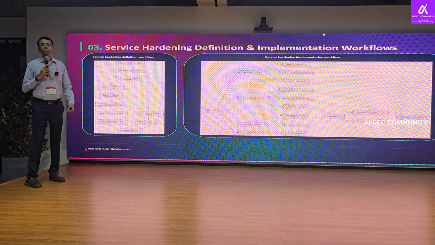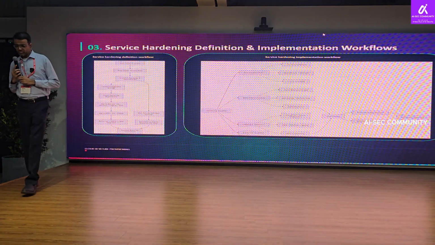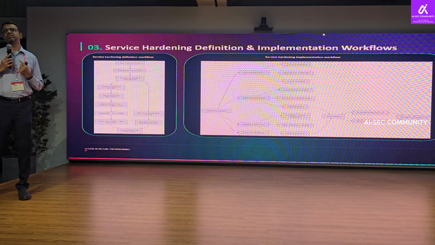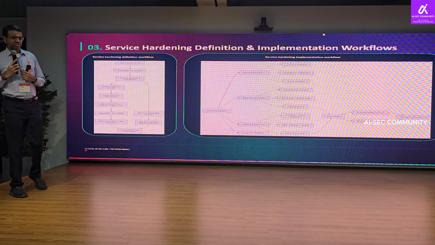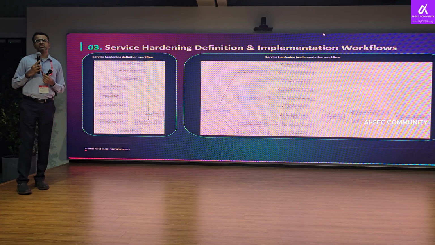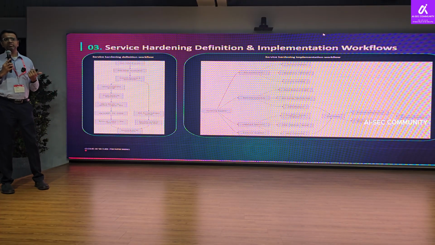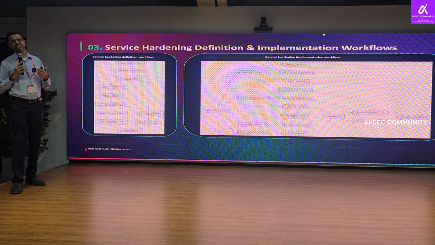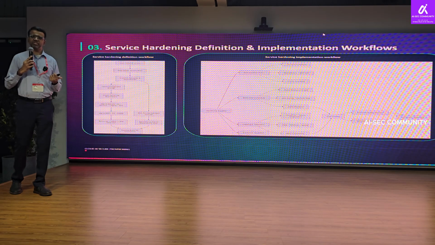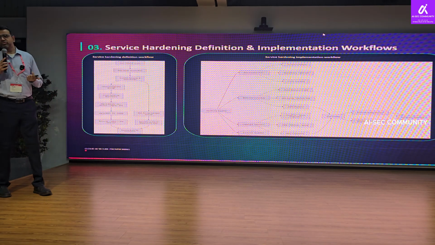One thing I would like to call out with service hardening: while you do service hardening, what we should be careful about, especially in the cloud and AI services, is that normally we get a lot of references, for example, from industry standard benchmarks like CIS, NIST, and many other frameworks. That's our main source of truth.